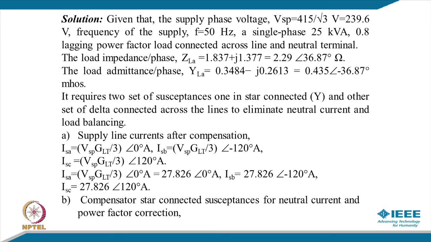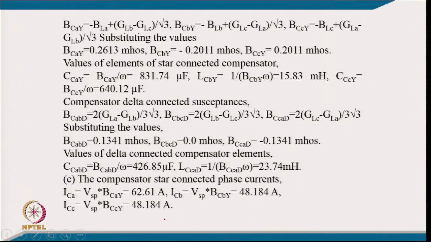It requires two sets of susceptances, one in star and another in delta across the line, to eliminate the neutral current and for load balancing. After compensation the supply current is a balanced current. Putting in the values, it comes 29.114 at the angle of 0, minus 120 degree and plus 120 degree, as a balanced current. The compensator is star connected susceptance for neutral current and power factor correction. Keeping in the relation, the capacitance comes 831.74 microfarad, and for the inductor for line B it comes 15.83 millihenry, and line C it comes 640.12 microfarad.